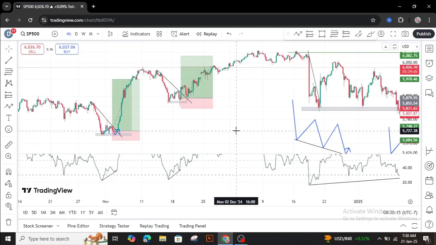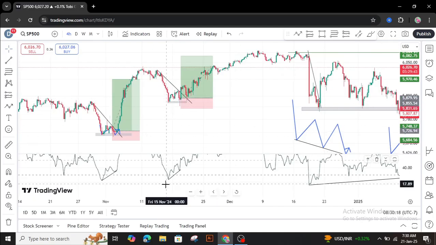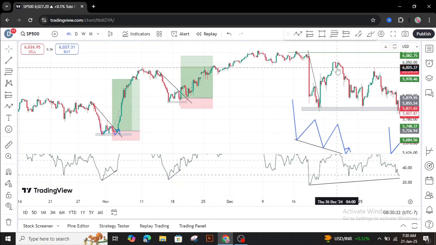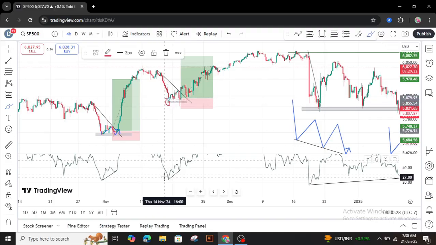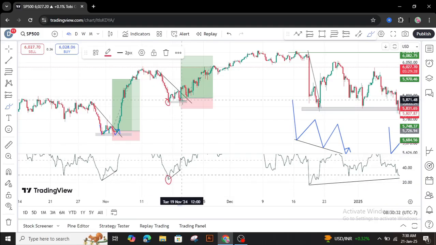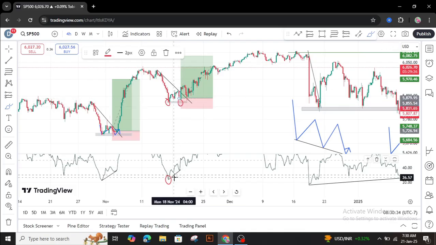The same thing is applicable here. After you see your double bottom, you want to check your RSI. This is the first bottom here. Let me mark it. First bottom here, this is it here. Second bottom here, this is it here. You can see the second bottom did not get lower than this. So because of that, you want to consider buying.